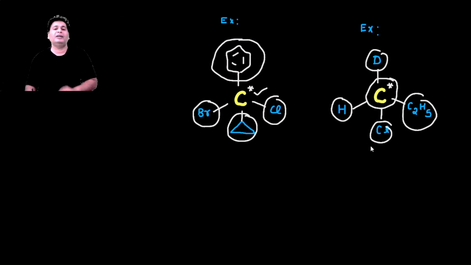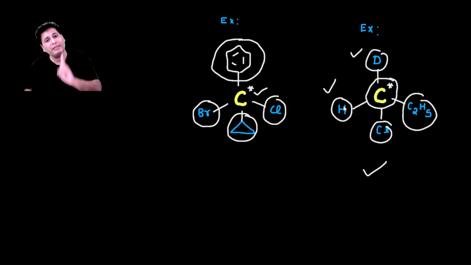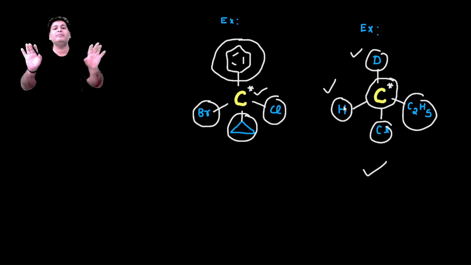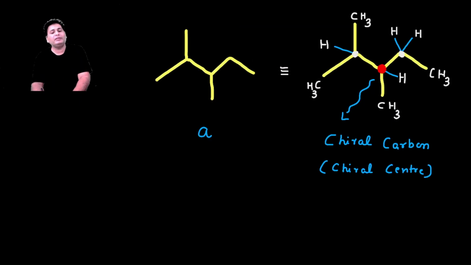You should understand from this example that hydrogen and deuterium are the same element, hydrogen, but are isotopes. So isotopes are also considered as different groups. Again, isotopes are considered as different groups. So hydrogen and deuterium, both are the hydrogen element, but since they are different isotopes, we will consider them as different groups.